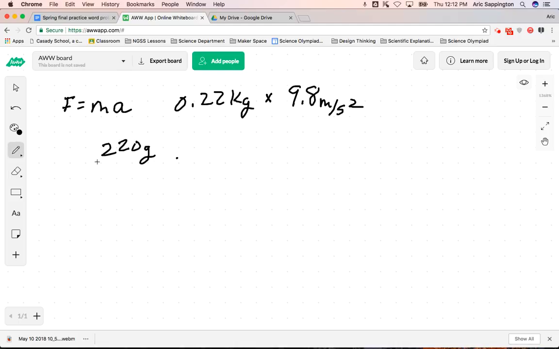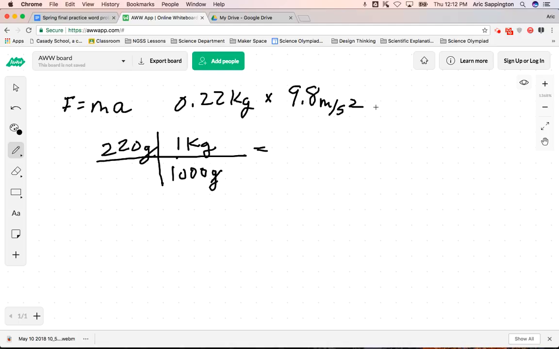And so there's 1,000 grams in 1 kilogram. And so when grams cancel, 220 divided by 1,000 is 0.22 kilograms. And then you can multiply them together.